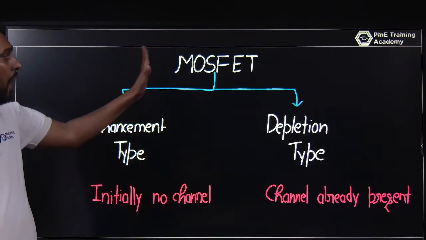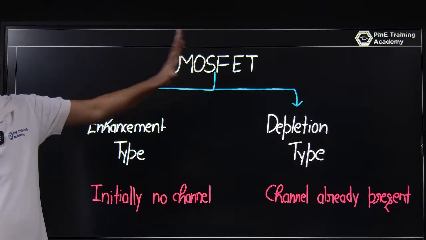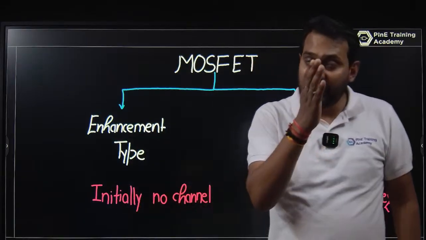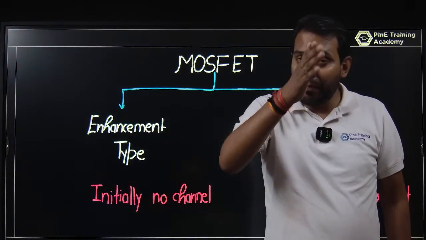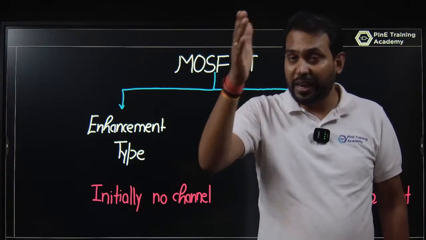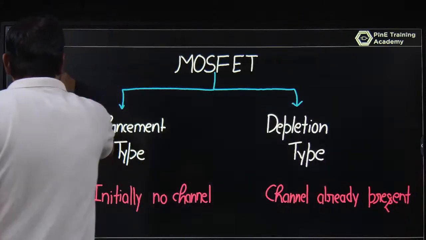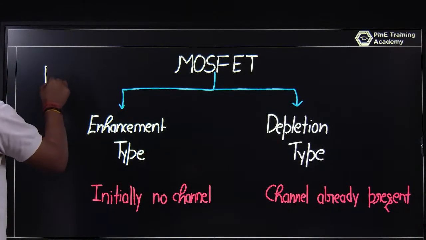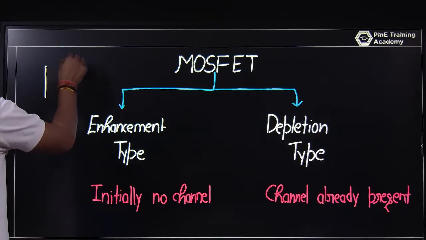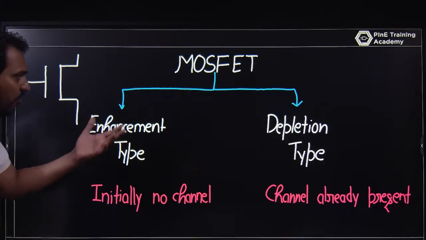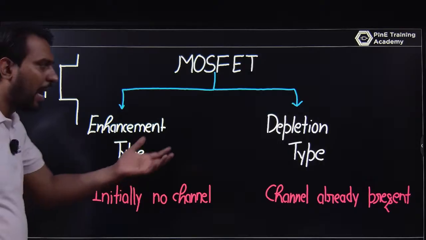Firstly, the meaning of MOSFET: metal oxide semiconductor field effect transistor. It means any transistor that starts from metal, then in between it has an oxide, after that it has a semiconductor, meaning the field. So you have a metal, you have an oxide in between, after that you have a semiconductor. Metal, oxide, semiconductor: this is the representation of MOSFET. And we have two types of MOSFET, enhancement type or depletion type.